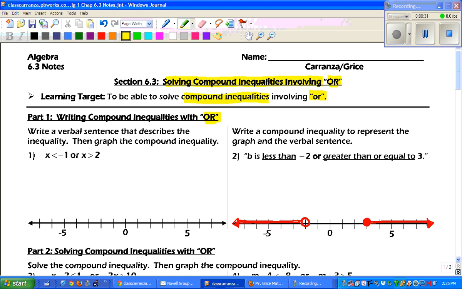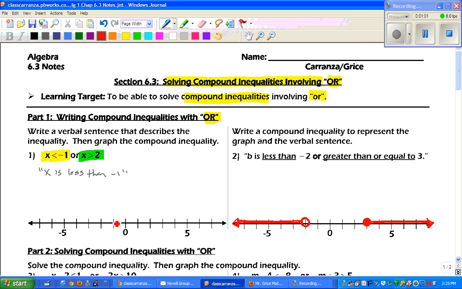So compound, we are combining two things together, okay? Not only do we have one, we have two of these things now, and what we're going to be doing is practicing writing them and graphing them, okay? So let's take a look at the first one. What it is saying is x is less than -1, okay? So let's just worry about that.